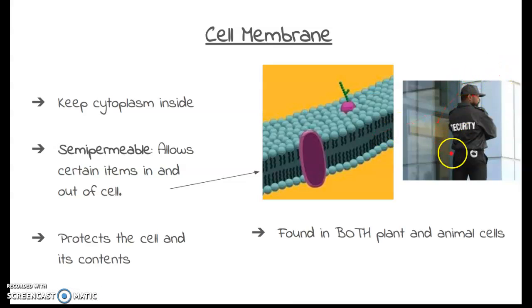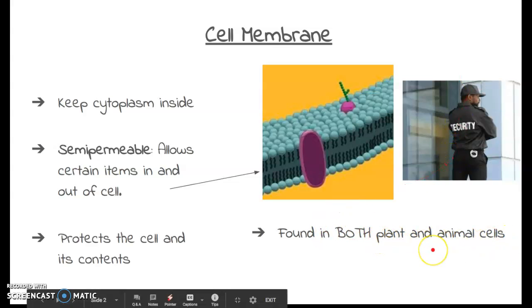It's kind of like the security guard, hence why we have a picture of the security guard here. It's like the bouncer of the cell. It's only going to allow certain things in and keep other things out, so that's why we refer to it that way. With a lot of these organelles, you'll hear me compare them to real life things. Not all of them, but a lot of them have something similar in real life. And like I said, these are found in both plant and animal cells.